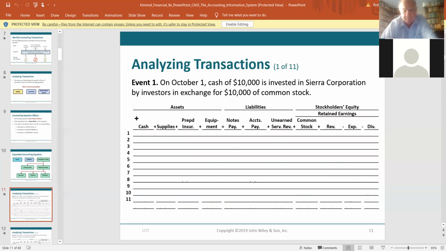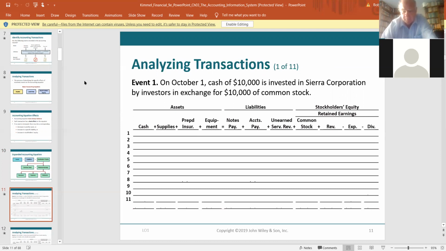Note what they've done here. They've laid out the accounting equation for us. Assets equal liabilities plus your common stock plus equities. Assets equal liabilities plus stockholders' equity. Cash of 10,000 is invested in Sierra Corporation by investors.